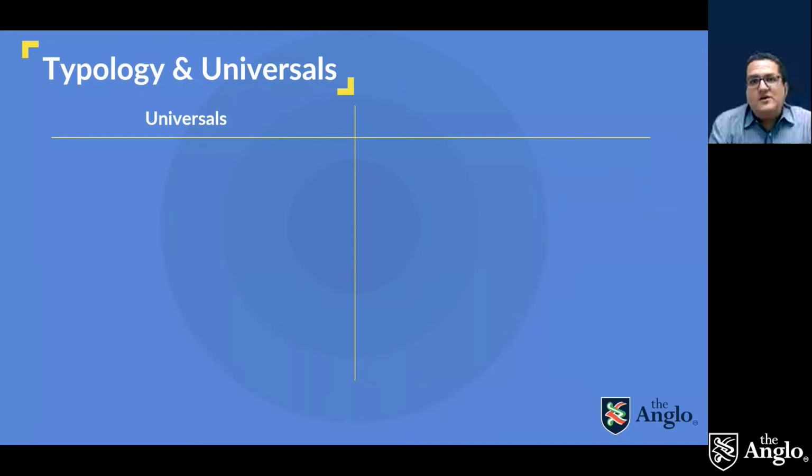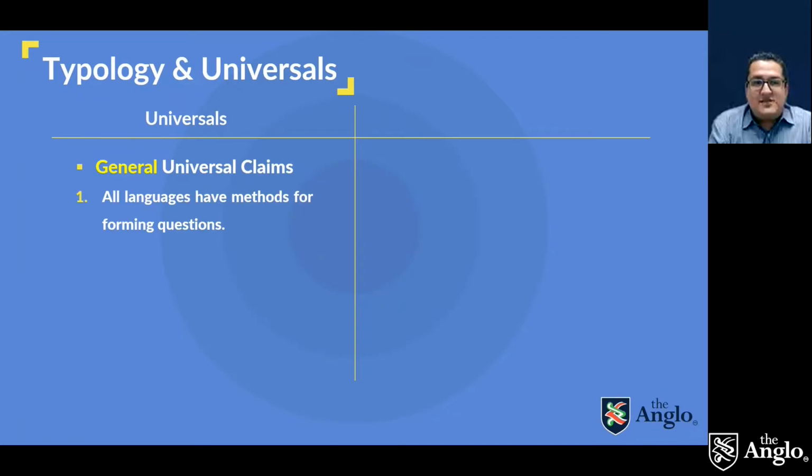Universals: since we know that this is a science, we can claim certain things to happen universally. That means to all of the languages, like the general universal claims. These say, for example, that all languages have methods for forming questions. It doesn't matter the language, all of them, according to this claim, have ways of forming questions. Another example would be that all languages have vowels. Regardless of the language, they all have these vowel sounds.